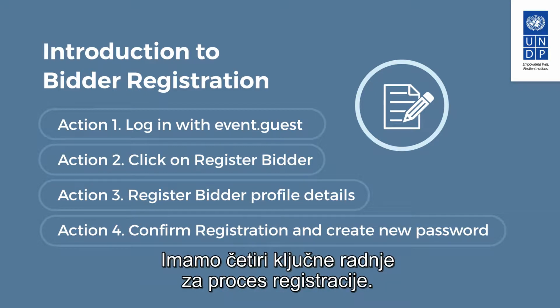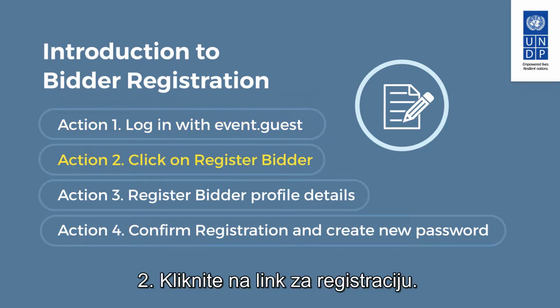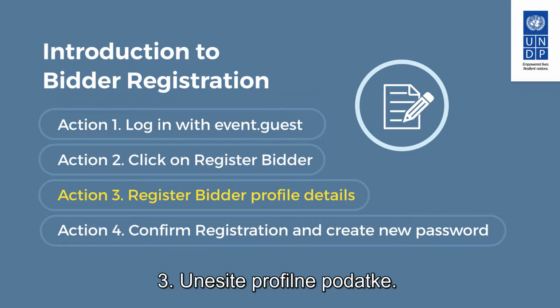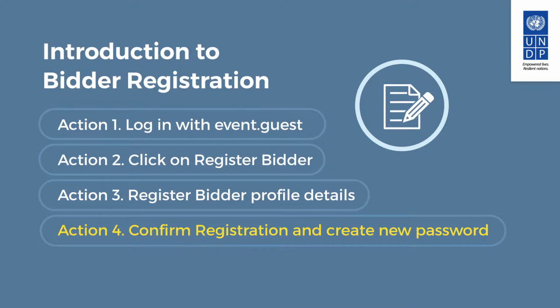There are 4 key actions to the registration process. 1. Log in using generic credentials. 2. Click on the Register Bidder link. 3. Register bidder profile details. And 4. Confirm registration and create a new password.